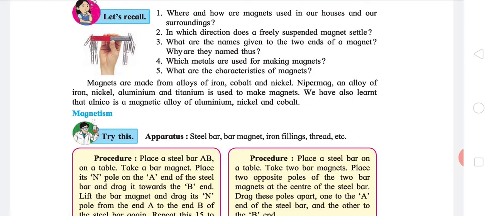Magnets are made from alloys of iron, cobalt, and nickel. Nipermag, an alloy of iron, nickel, aluminium, and titanium, is used to make magnets. We have also learned that alnico is a magnetic alloy of aluminium, nickel, and cobalt.